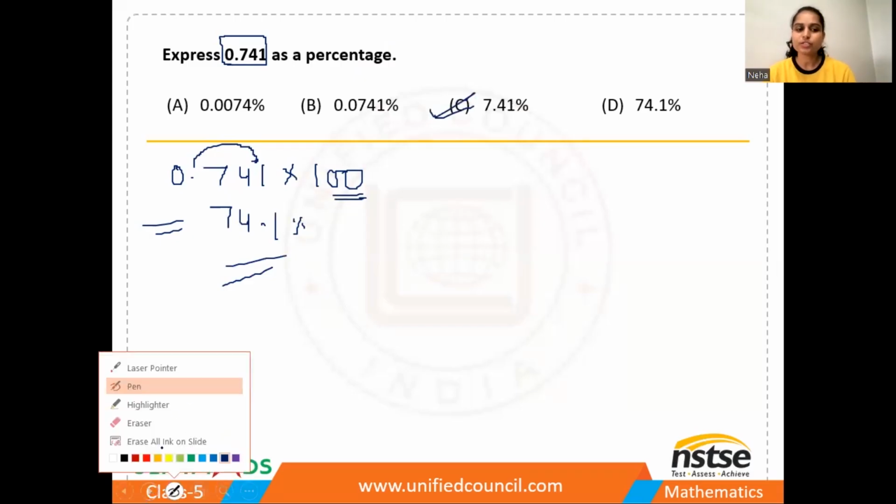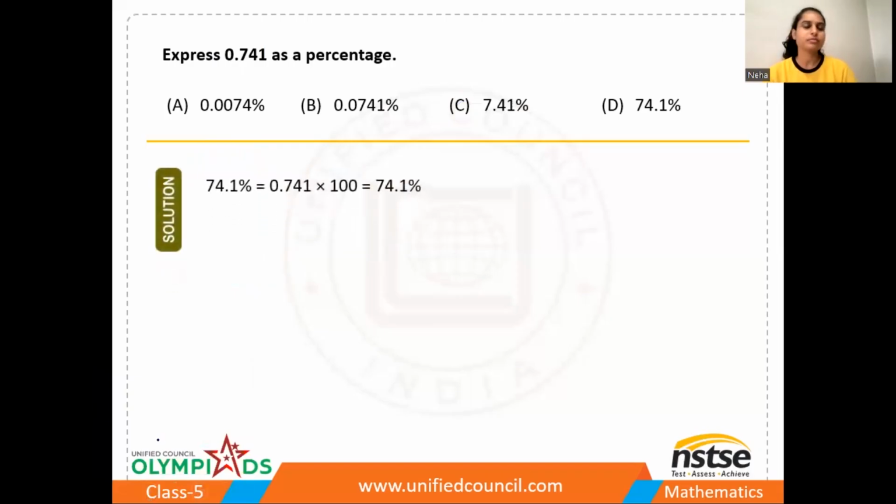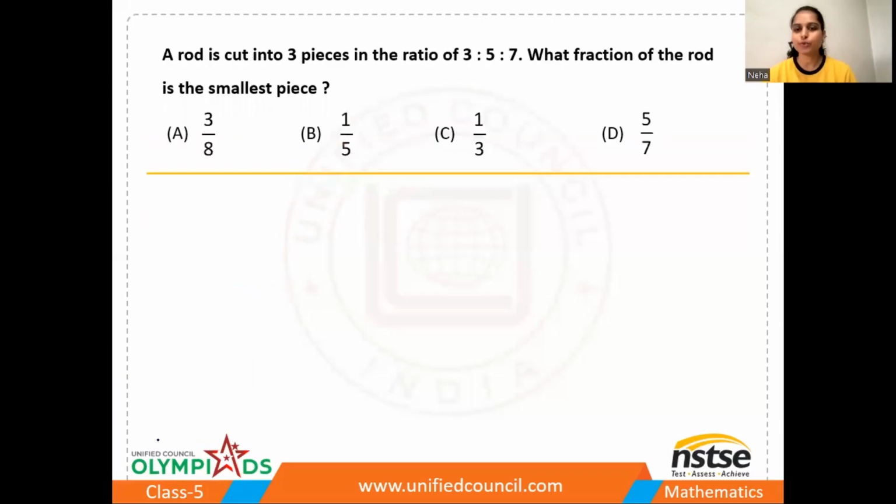So this question is quite easy because you have to do nothing, just multiply the number by 100 and you will get your answer. That's it. Perfect. Now move to the next question, question number 2 for today. So here is student question number 2 for today.